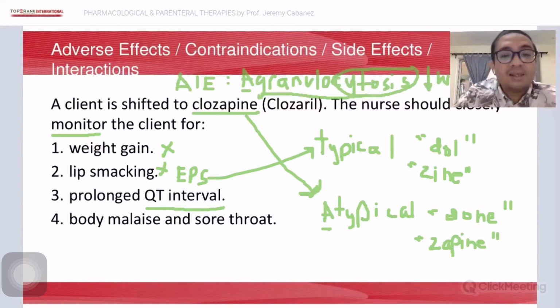Droperidol and ziprasidone. Okay, so eliminate number 3 kasi wala pong cardiotoxicity ang clozapine. So what is the correct answer? Body malaise and sore throat because these are the first sign of infection. Number 4 is the correct answer.